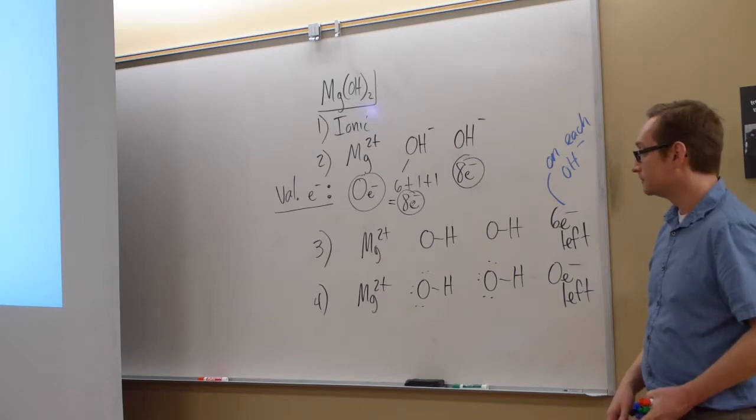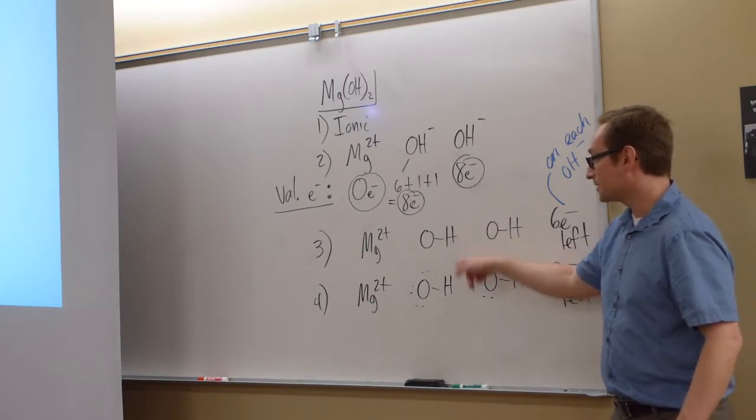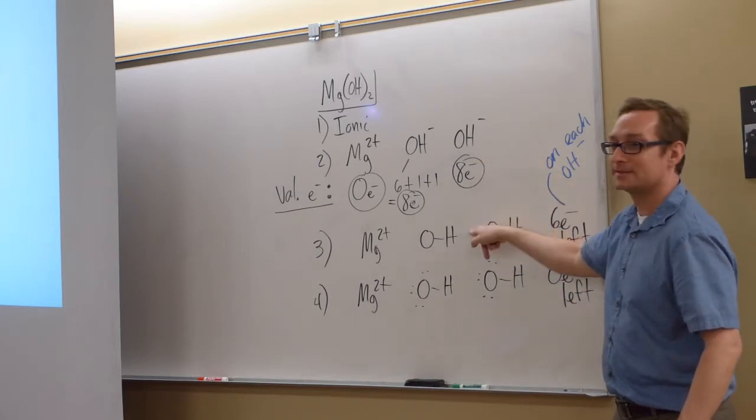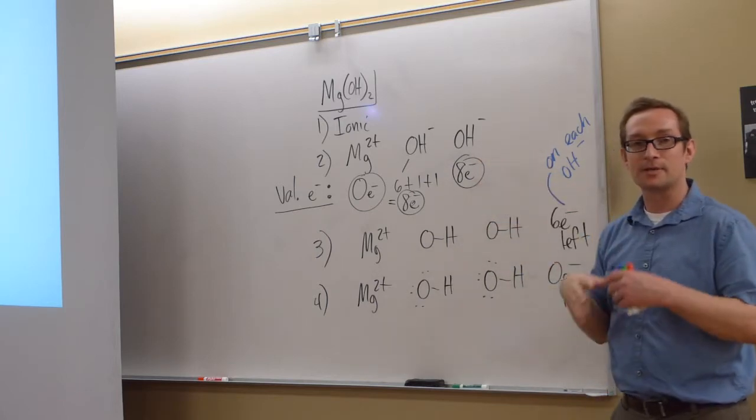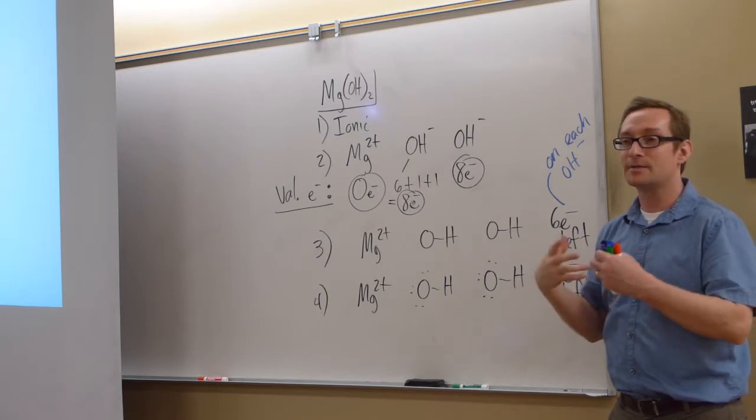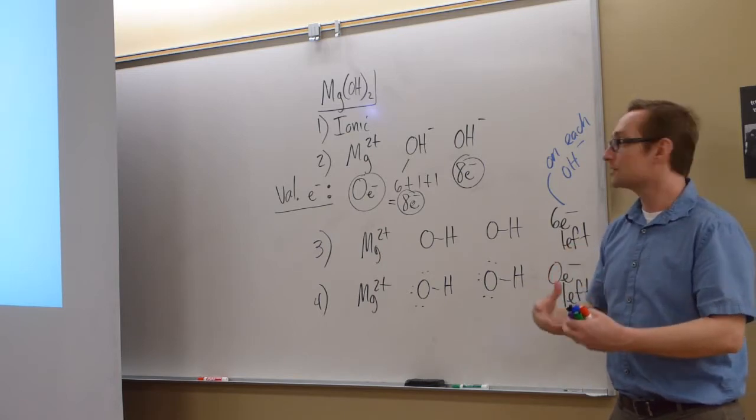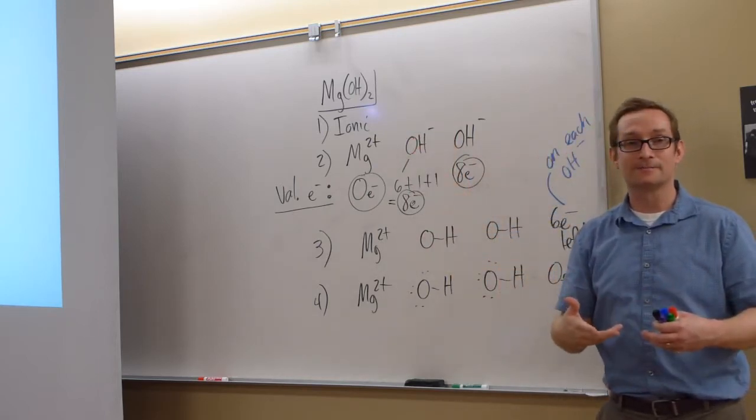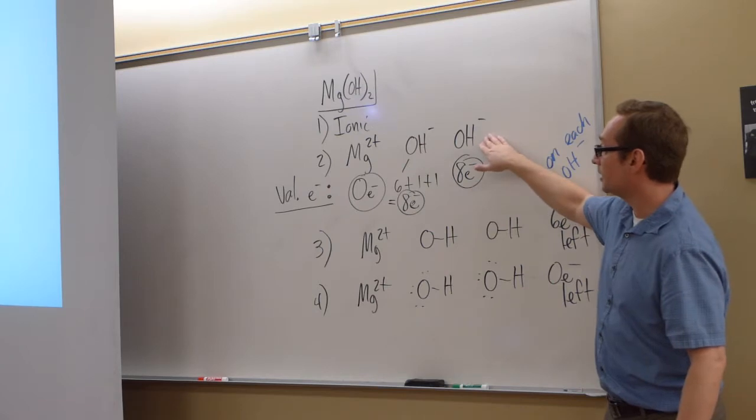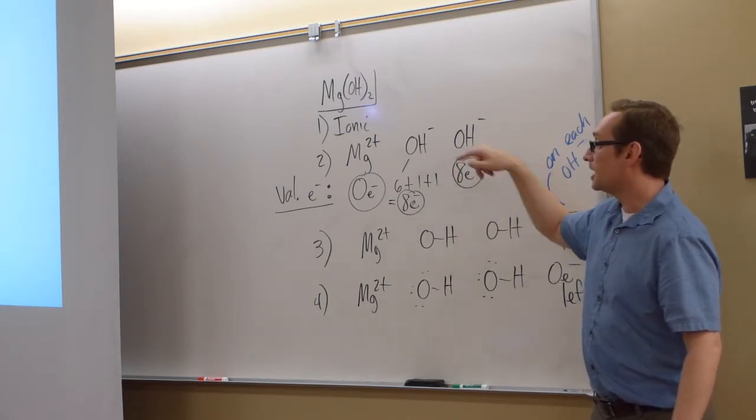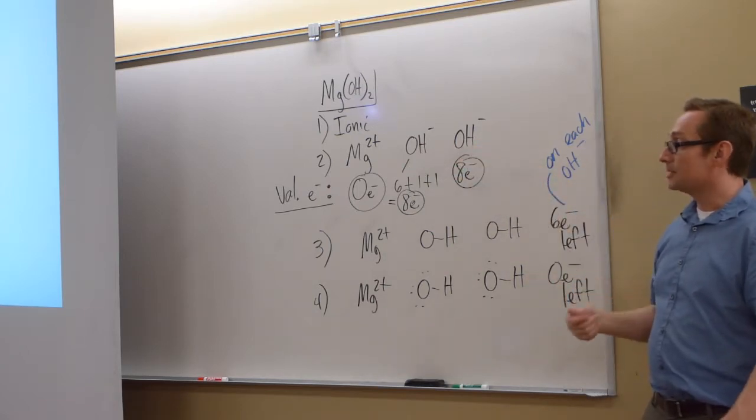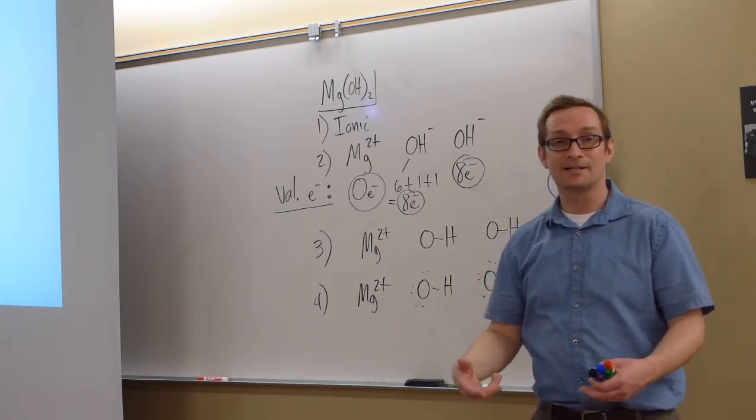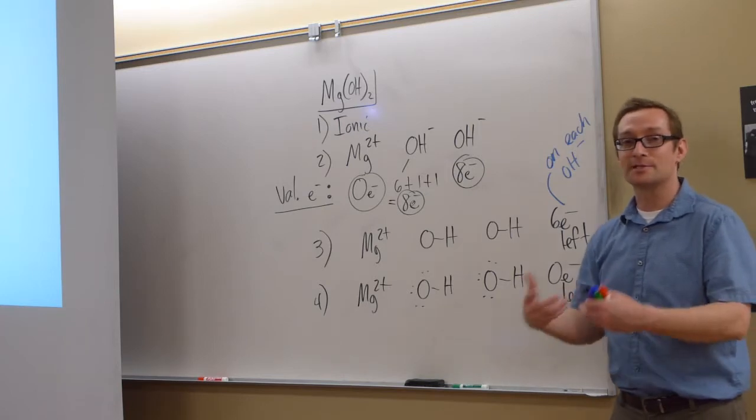Is everybody okay with how I went from this to that? Just remember with ionic compounds, you have to break up the ions. Each ion gets a separate Lewis structure. I'm just looking at OH, polyatomic ions. You might remember me saying this from weeks ago: all polyatomic ions are covalent. You remember me saying that?